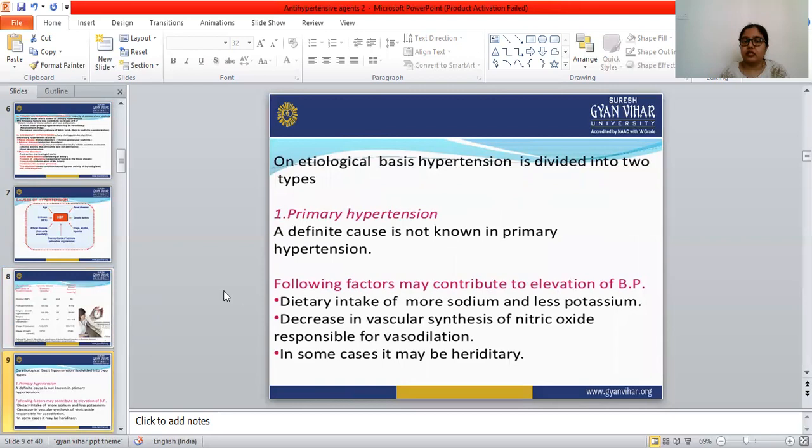On an etiological basis, hypertension is divided into two types. The first one is primary hypertension, and the cause is unknown. The following factors may contribute to elevation of BP, as we have already seen: more intake of sodium and less intake of potassium, decrease in the synthesis of nitric oxide in the vascular system, and in some cases it may be hereditary, that is genetic. So these are the causes of primary hypertension.